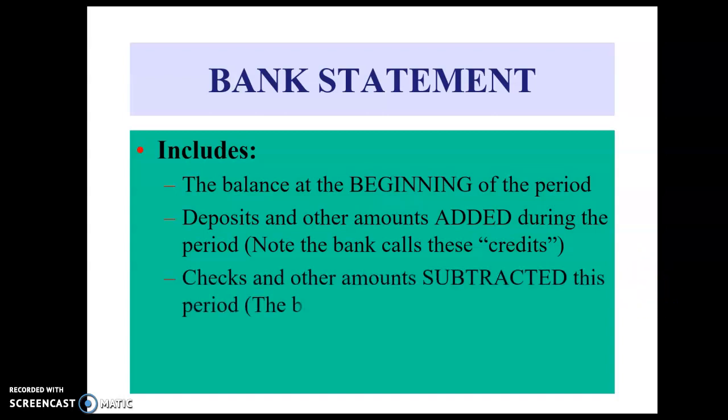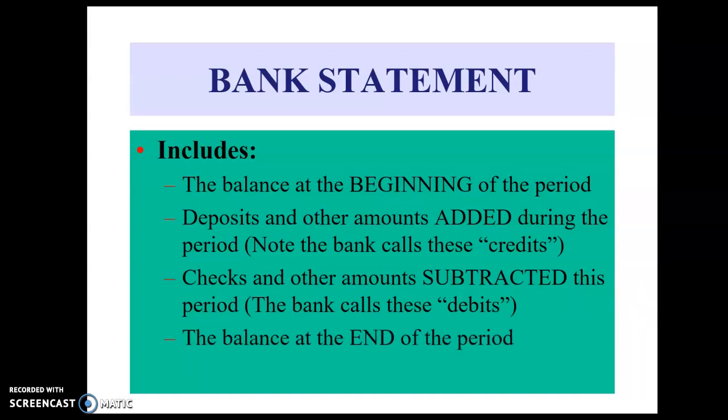So any checks or other amounts that are subtracted, they may call those debits on the statement. So they take the beginning balance, they add any deposits, they subtract any checks and other subtractions, and they come up with the ending balance according to the bank.